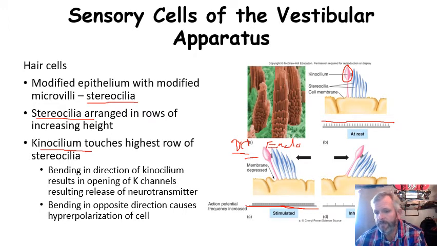And on the opposite, if I bend away from the kinocilium, what happens compared to at rest? It is much less frequent, right? And so that's information the brain's getting. It's getting information from these, and what we're going to see is these are arranged in different ways. One movement will cause some cells to go away from the kinocilium, and others will cause it to go towards the kinocilium. Okay, so bending towards the kinocilium, depolarization. Bending away from the kinocilium is hyperpolarization.